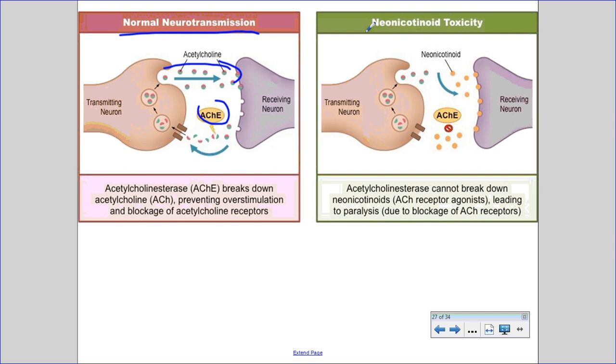However, when neonicotinoids are present, they will bind irreversibly to that postsynaptic membrane. Acetylcholinesterase does not break down these neonicotinoids, so you can get release of acetylcholine, but acetylcholine doesn't have anywhere to act. So neurotransmission does not occur, and this will ultimately result in paralysis and death of that insect.